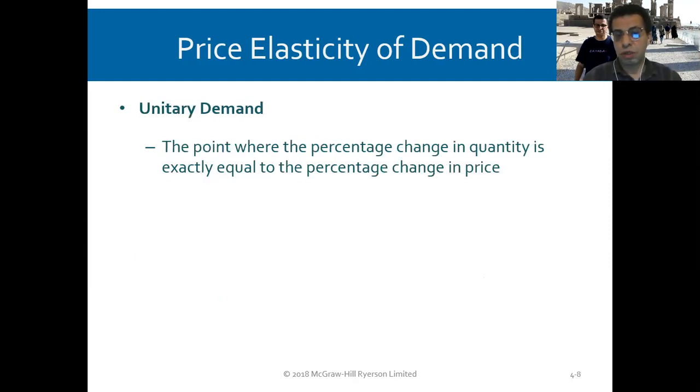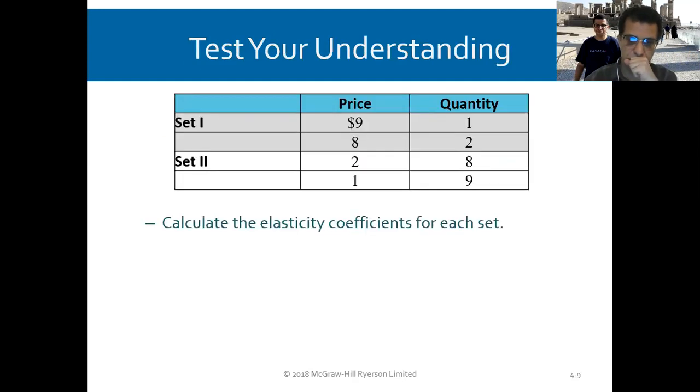When it comes to the unitary, it is the point where the percentage change in quantity is exactly equal to the percentage change in the price. So 50% increase in the price, 50% change in demand of quantities. So that's what it means.